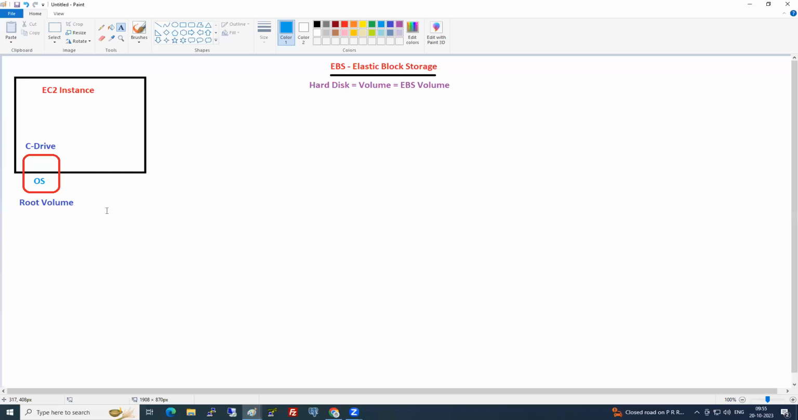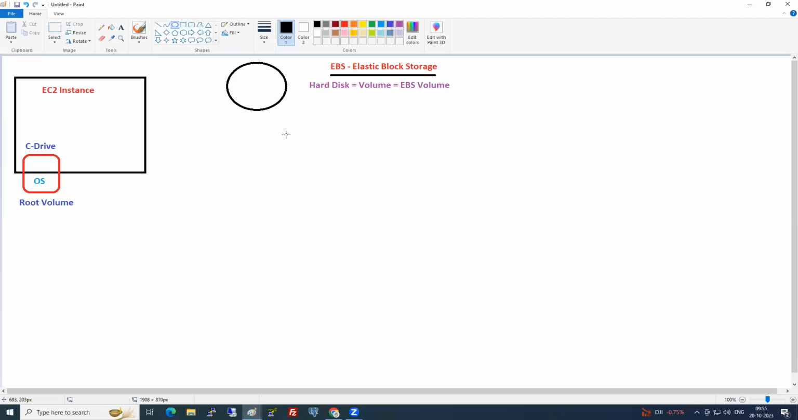Now, this is the EBS. EBS is a centralized storage. Elastic block storage is a centralized storage, a huge storage. If you need a volume, create a volume and attach it to the EC2 instance. If you want a hard disk of some size, create a volume and attach it to the EC2 instance. If you don't want it, detach. So volumes can be attached, volumes can be detached. Whenever you want, attach. Whenever you want, detach.